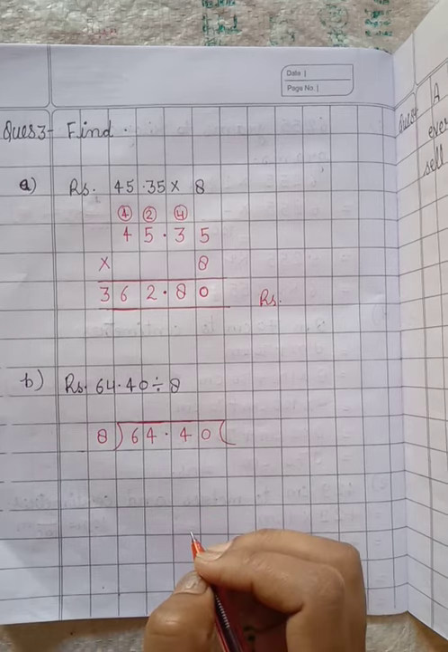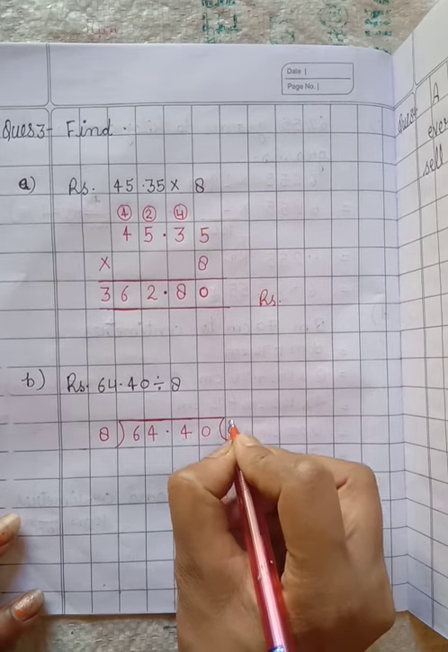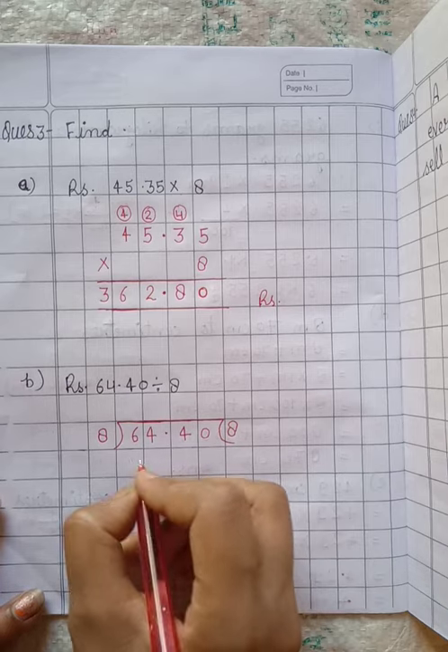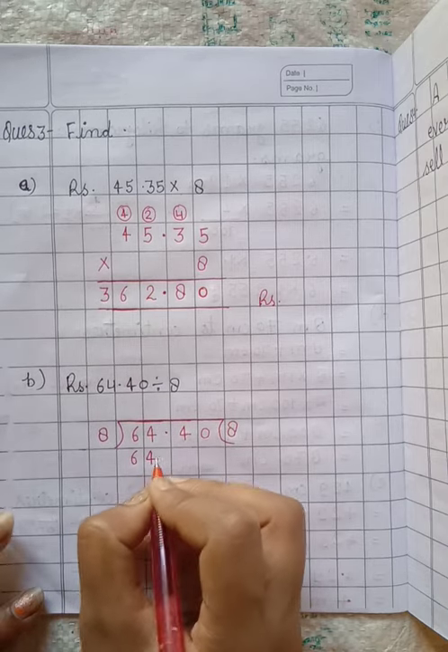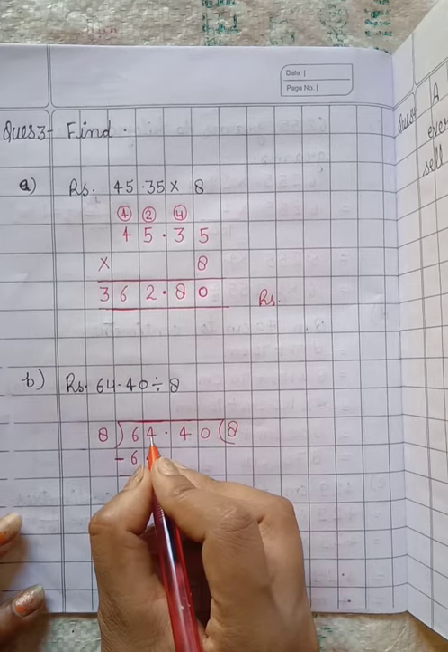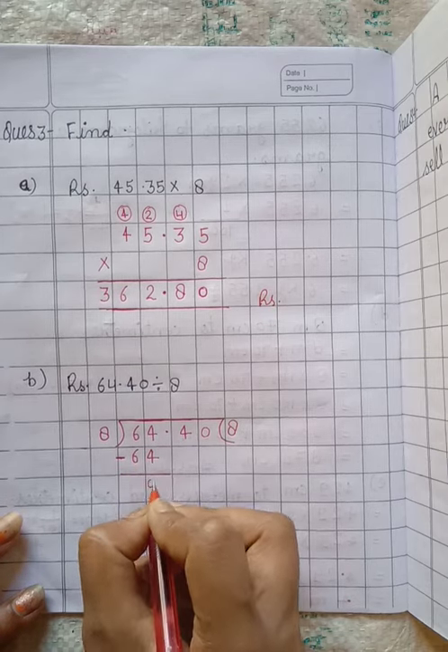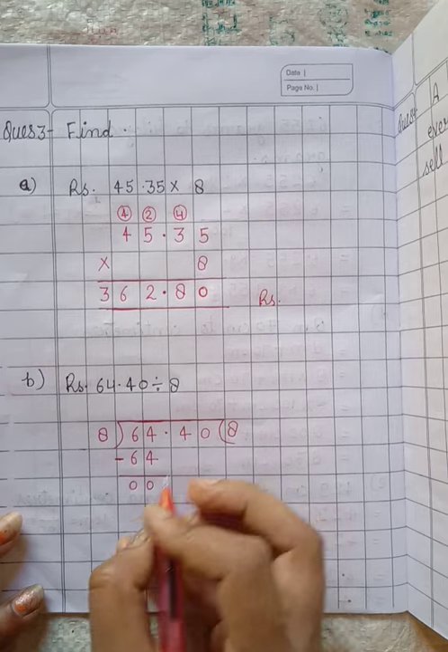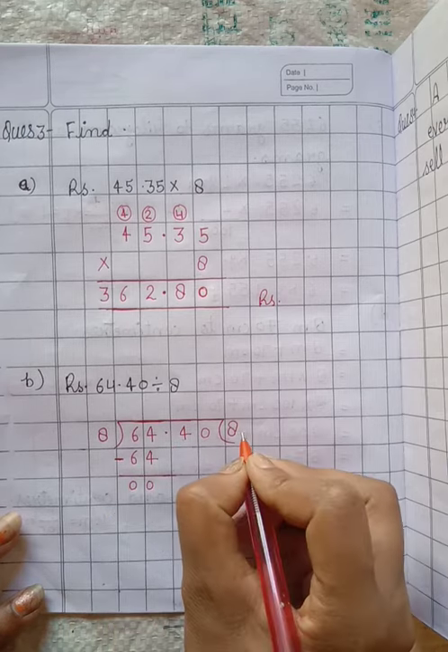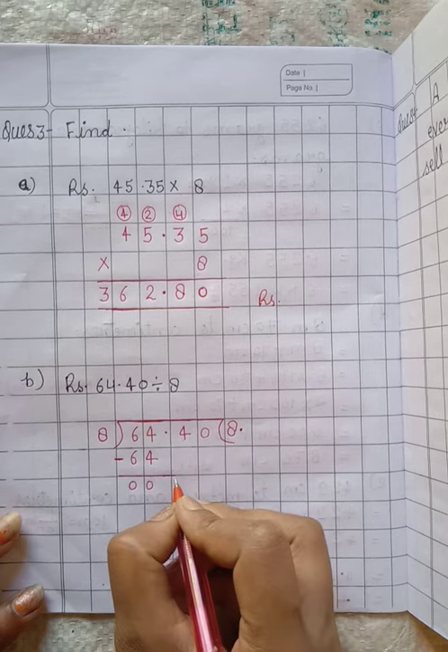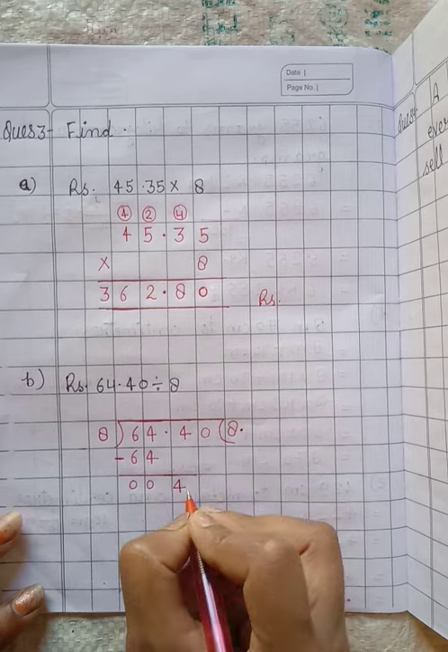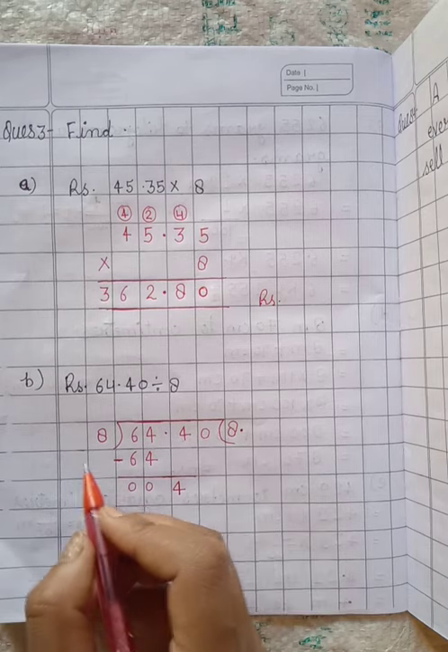So 8 8s are 64. We will write the quotient here and then 64 right here. Now put the sign of subtraction, and 4 minus 4 is 0 and 6 minus 6 is 0. Now there is a point, so we will put the point here and then we will write the next digit, that is 4.